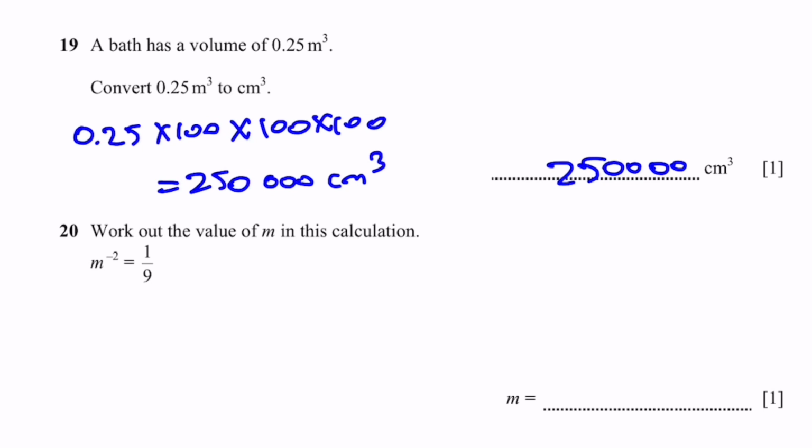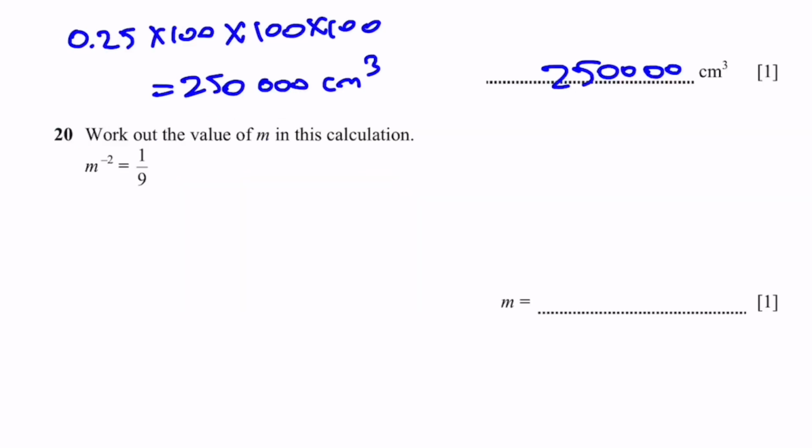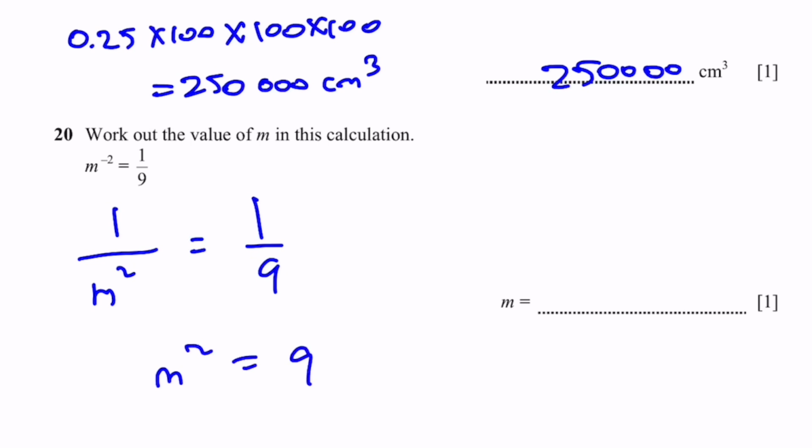Question 20. Work out the value of m in this calculation. M to the power minus 2 is 1 over 9. That means 1 over m squared is 1 over 9. M squared equals 9, and m equals plus or minus 3 because it's the square root of 9.